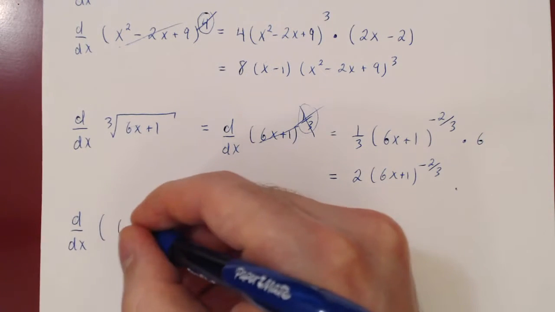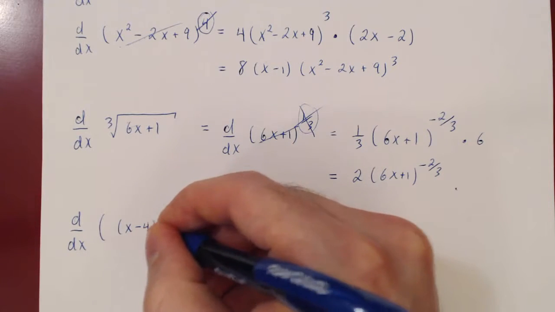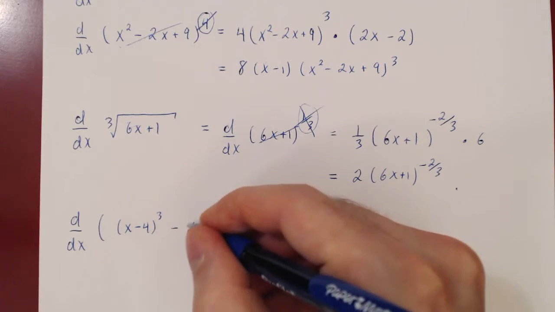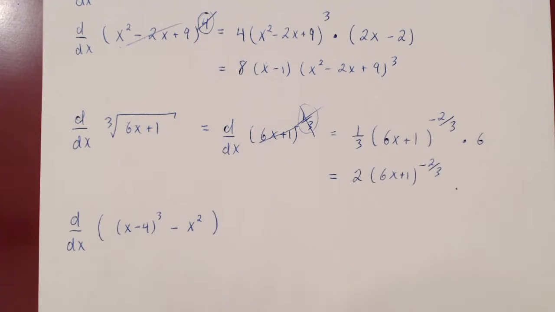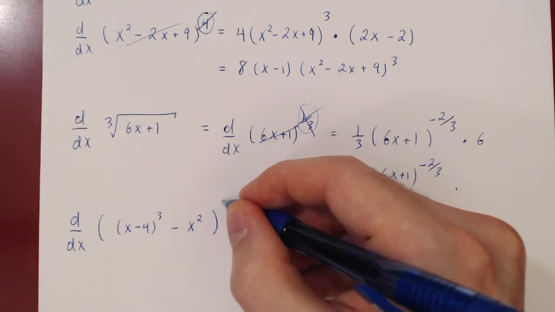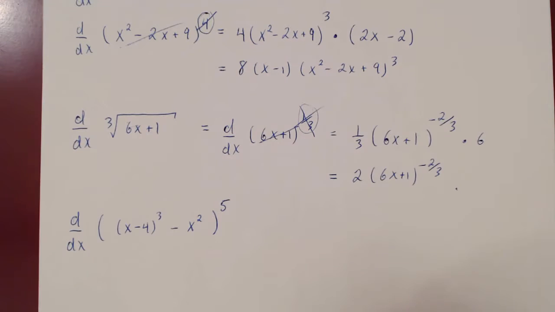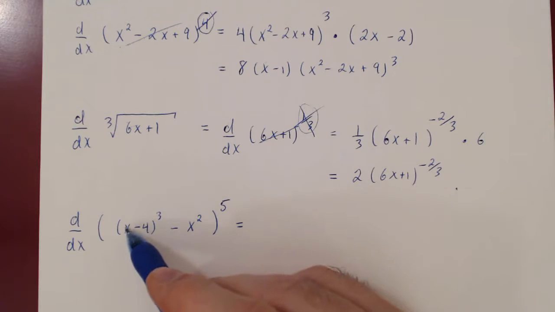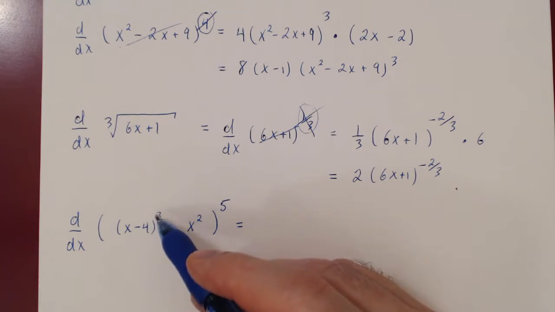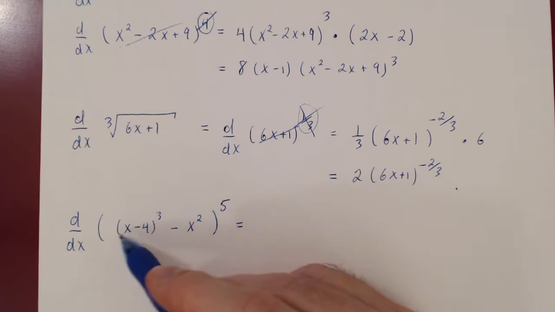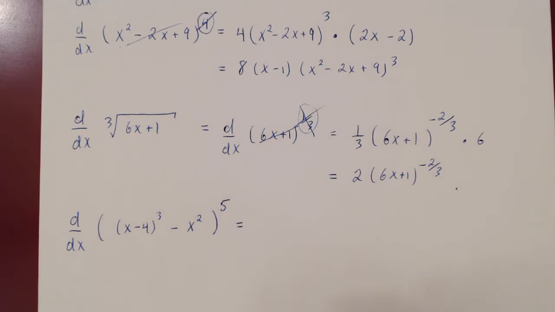Let's take (x minus 4) cubed minus x squared, all to the 5th power. Well, again, think of it as if you were to evaluate this function, what would you compute first? Well, if I gave you x, you would do x minus 4, then cube it, then minus x squared, and once you have all this, you would take the 5th power. So the power of 5 is the outside function.